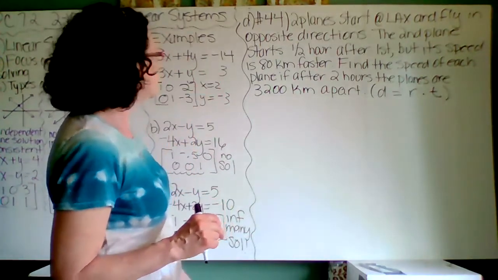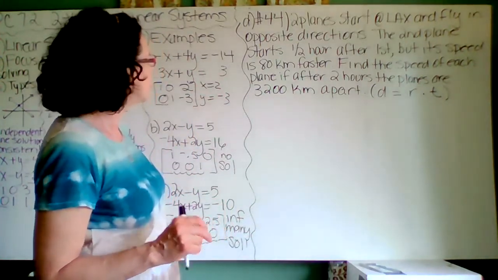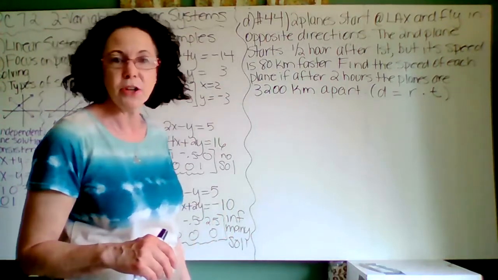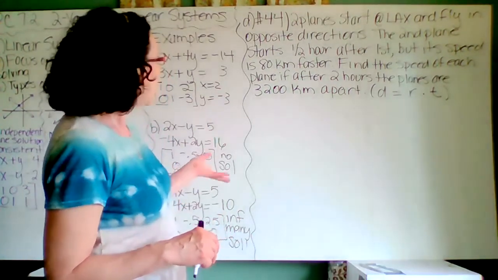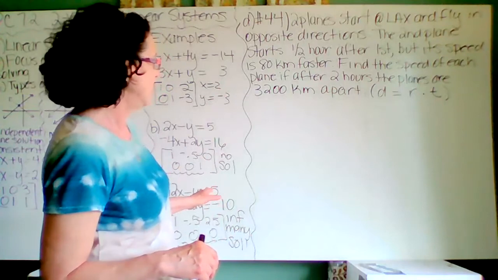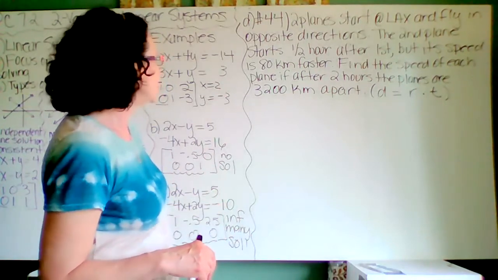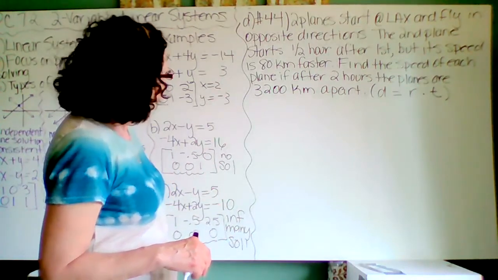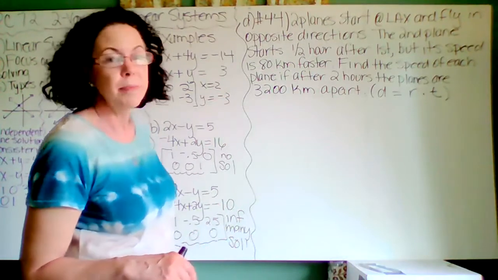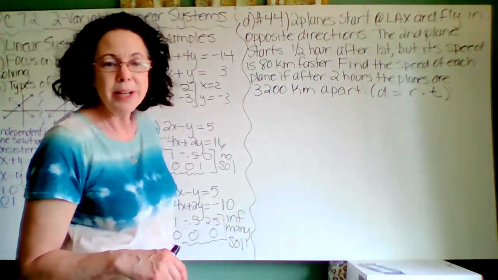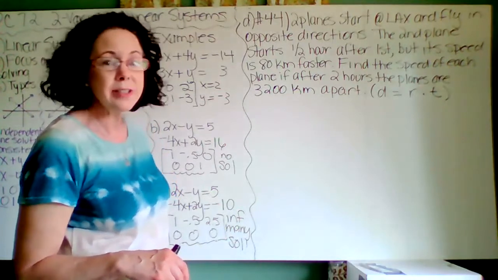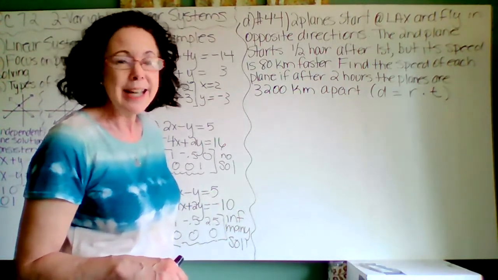So the second plane starts a half hour after the first, but its speed is 80 kilometers faster, of course, right? Find the speed of each plane if after 2 hours, the planes are 3,200 kilometers apart. We're going to use distance equals rate times time. So this really just takes practice, is what it takes.